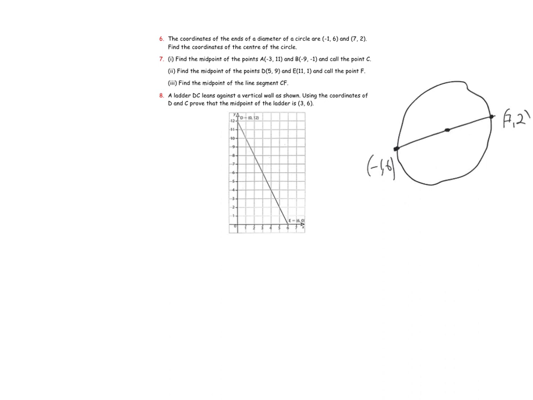To get the midpoint of that, we just use the midpoint formula. Part 1 says find the midpoint of the points A and B and call it C. The second part says find the midpoint of DE and call it F, and then find the midpoint of CF. That should hopefully be fine. And then question 8 is just asking you to prove that the midpoint is (3, 6). So you just use the midpoint formula with the points D and E, and you should get that the midpoint of the 2 is (3, 6).